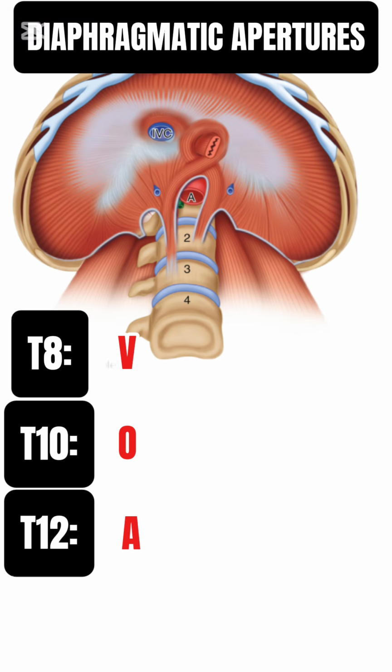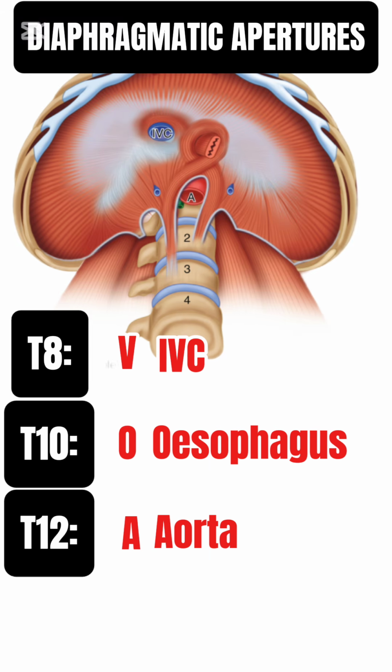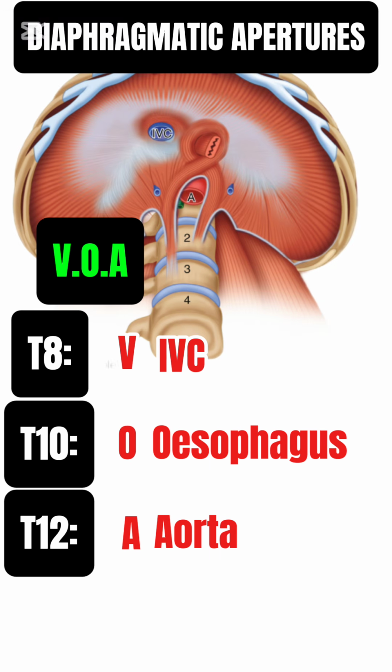Now we have the three levels as T8, T10, and T12, through which the IVC, the esophagus, and the aorta pass through respectively. We can use the mnemonic VOA to remember the major structures passing through the diaphragmatic apertures. That is, the vena cava at T8, the esophagus at T10, and the aorta at T12.